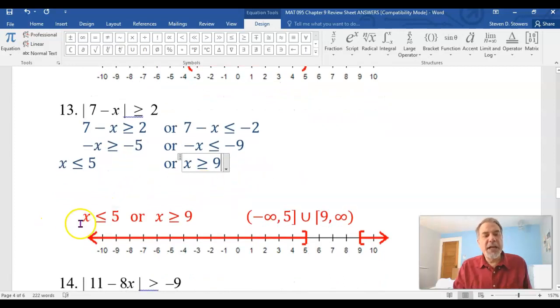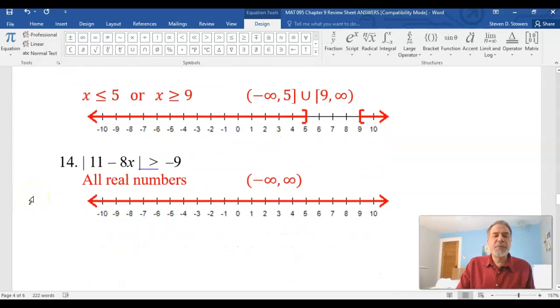So there's our solution. X is less than or equal to 5, or x is greater than or equal to 9. The numbers that are less than or equal to 5 are all the numbers from -infinity up to and including 5. The numbers that are greater than or equal to 9 are all the numbers from 9 up to infinity, and together those two separate intervals make up our solution set.